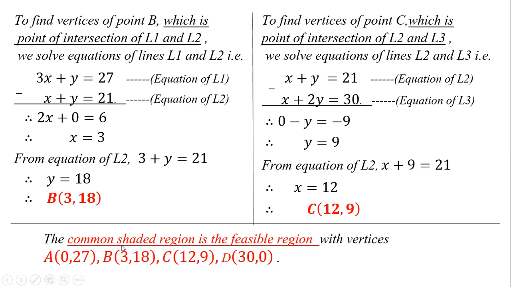So now the common shaded region is the visible region with vertices A 0, 27, B 3, 18, C 12, 9, D 30, 0. Now at these 4 points, we find the value of Z, and out of these 4 values of Z, which is minimum, that is the required solution. So we will find the value of Z at these 4 corner points of the visible region. So we prepare a table.